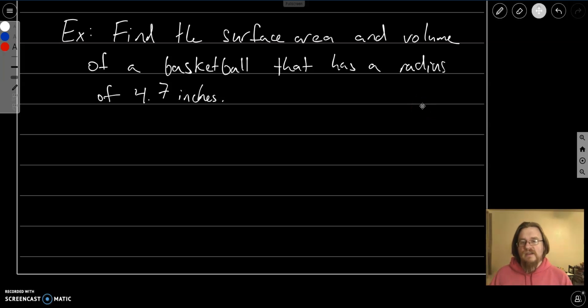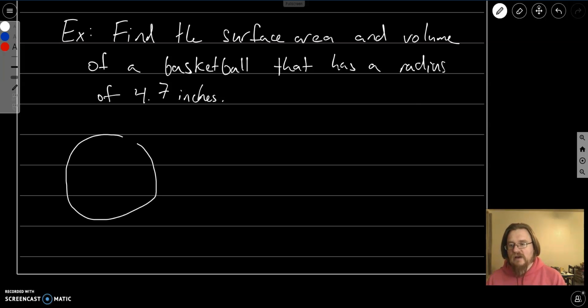Hello and welcome back. We will do one final example before we look at circles again. So let's find the surface area and volume of a basketball that has a radius of 4.7 inches. And again, this is as simple as just recognizing, okay, we've got a basketball. Draw extra lines on here if we want. But essentially, a basketball is a sphere.